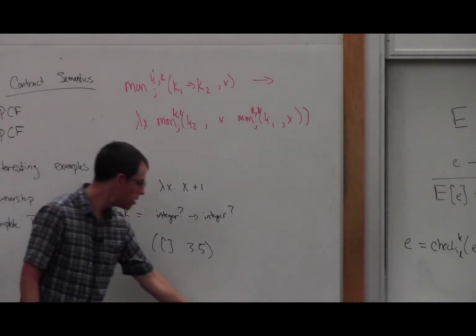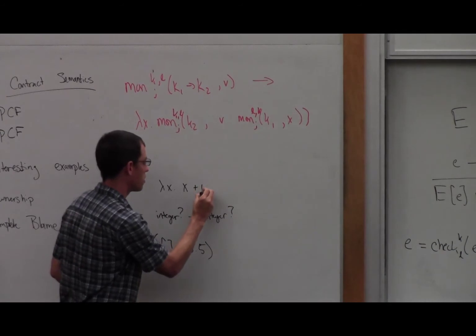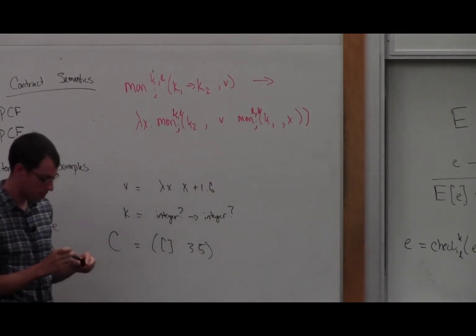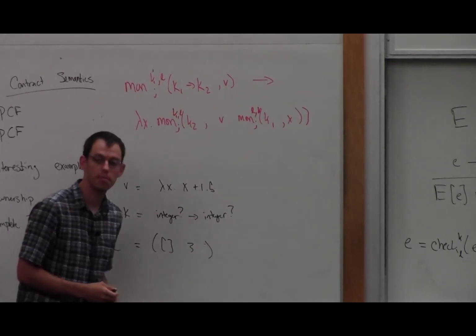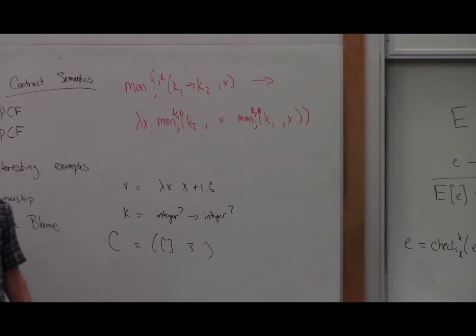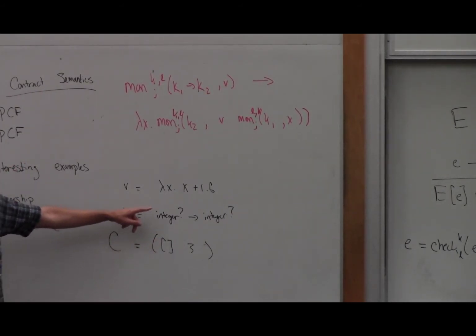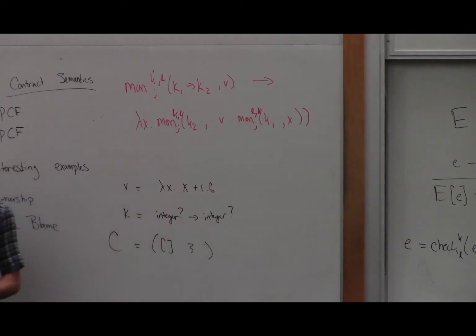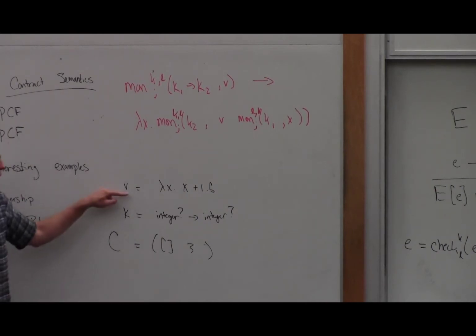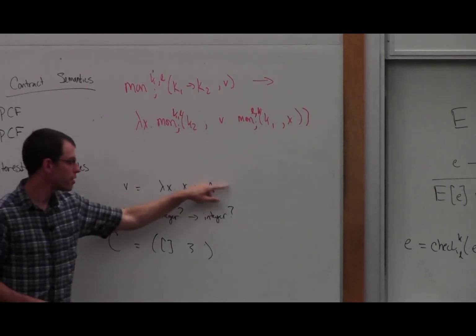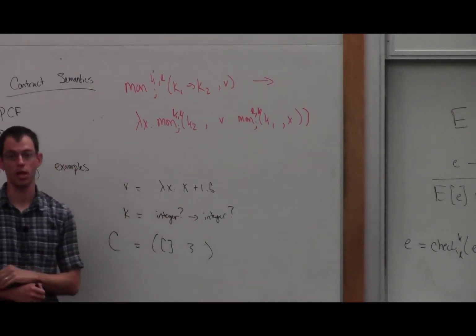If I wrote this function and you supplied 3, then 3 will pass the integer contract, but then we'll get 4.5, which will fail the result contract, and it will be the fault of v because this is not a correct function for this. This function does not live up to this contract.